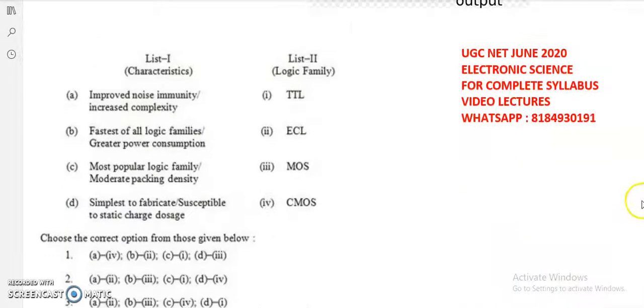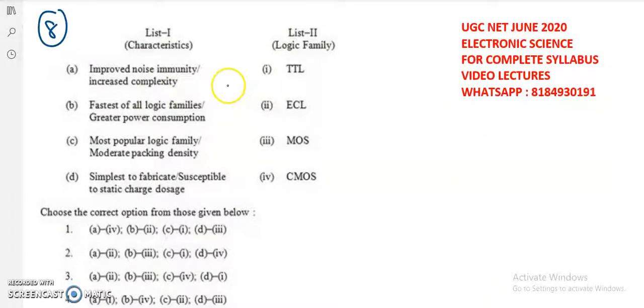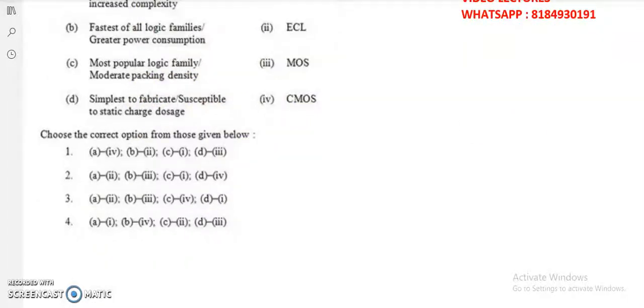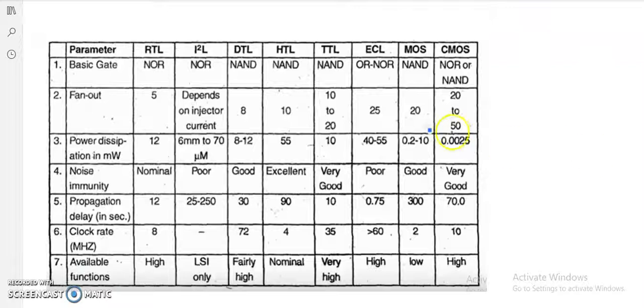Coming to the next question, it is the eighth question. In this question, list 1 and list 2 are given: improved noise immunity, fastest of all the logic families, most popular logic family, and simplest to fabricate. For the fastest of all the logic families, I'm going to show you one table. See, it is the table.